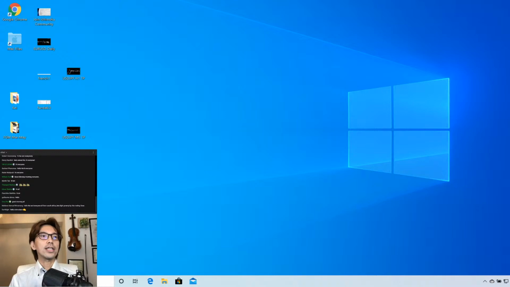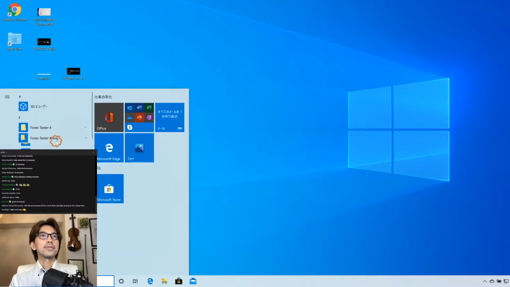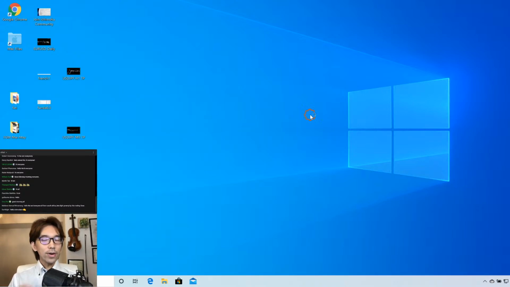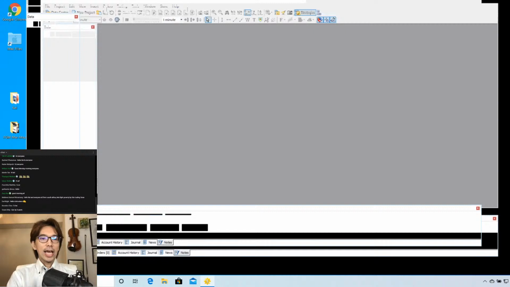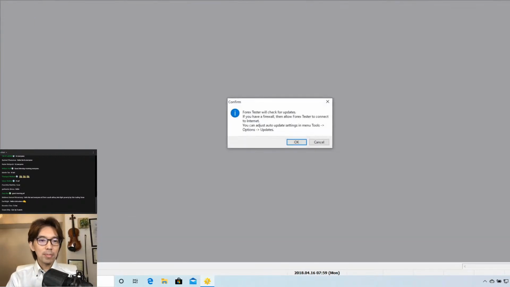Alright, so let me run the Forex Tester 4 from here. Oh, by the way, I got the English version finally. Yeah, because of the help of one of my followers on my channel, and also an Ichimoku member, I got the English version now.